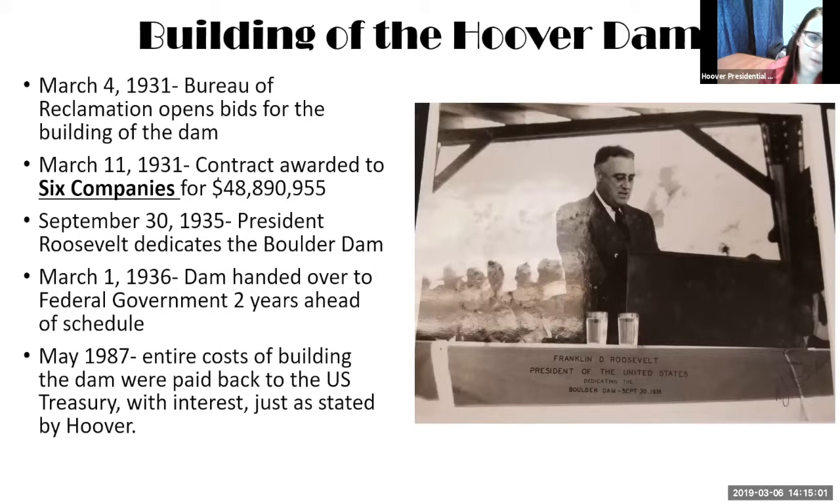On September 30th, 1935, President Roosevelt dedicates the Boulder Dam. And you can see that down here in this picture that he's dedicating it. On March 1st, 1936, the dam is handed over to the federal government by the 6 companies, 2 years ahead of schedule and about $1 million under budget, which is super amazing for a public works project.